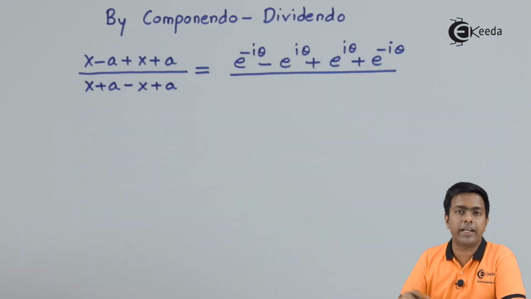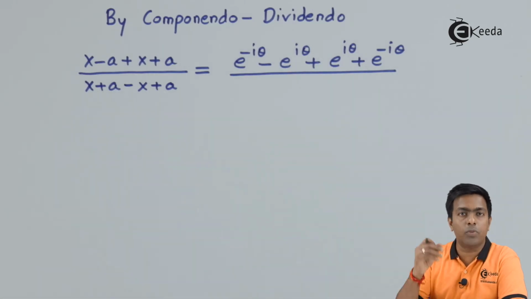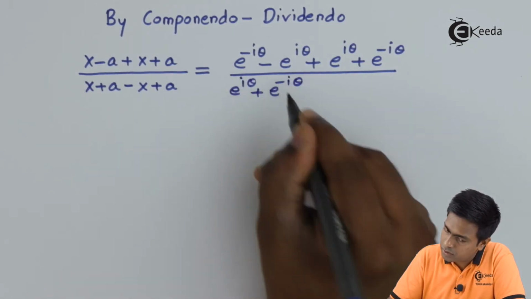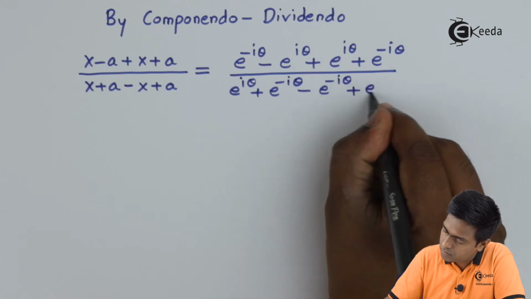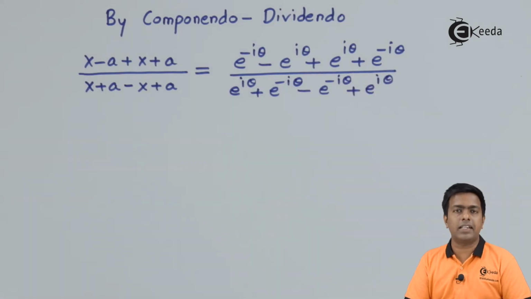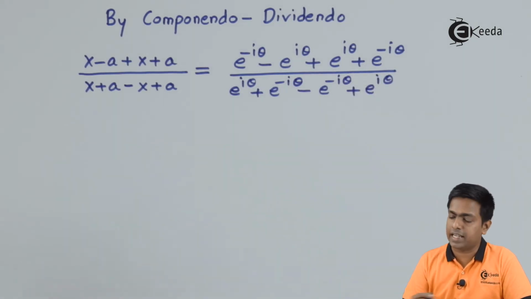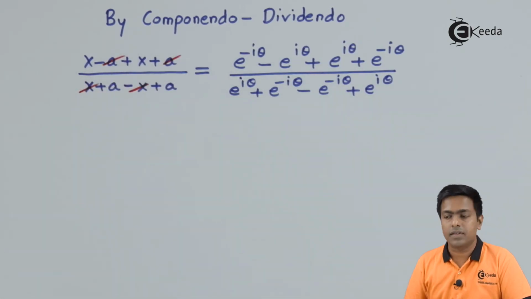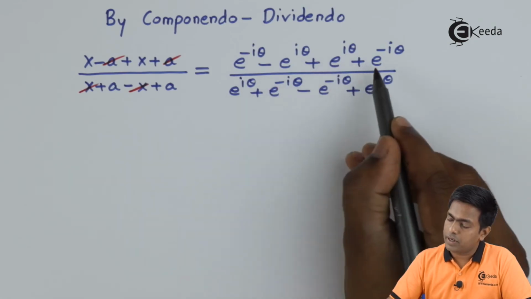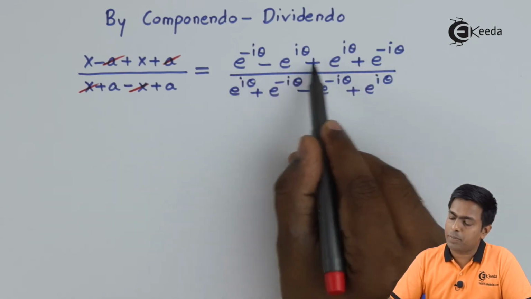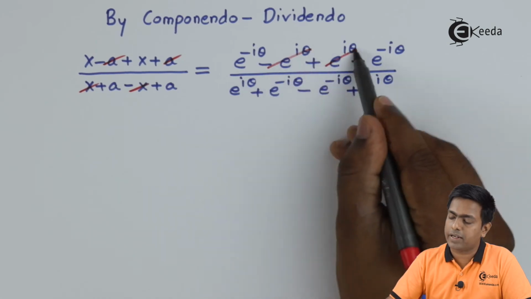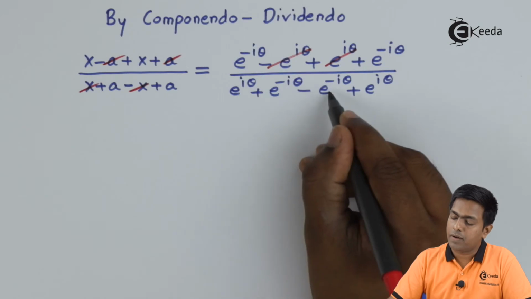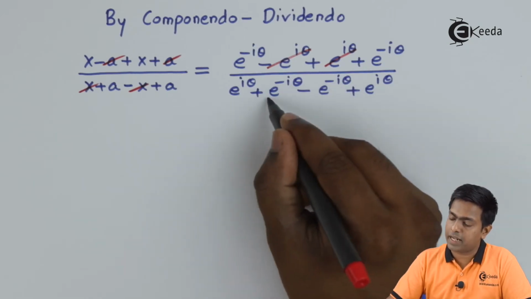Similar thing we'll do on the right hand side. So we'll subtract the numerator from the denominator. So we'll get... now guys, let's cancel the terms which are opposite in sign. So here x and x cancelled, then a and a cancelled. Here e to the power I theta and this negative e to the power I theta cancelled. Here e to the power minus I theta and this will be cancelled.